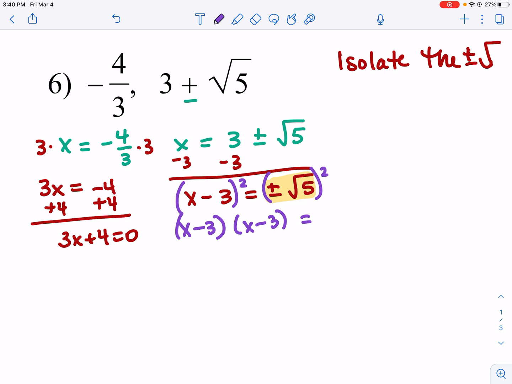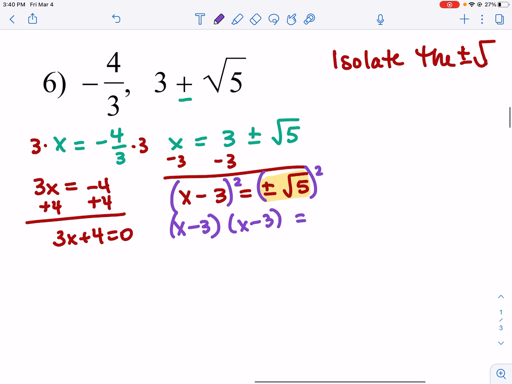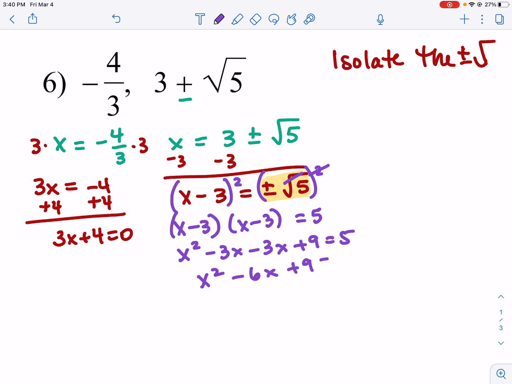And the positives, it doesn't matter if they partner up. So really, I'm just squaring radical 5, and the square and the radical would wipe out, so I'd be left with 5. So if I multiply this out, I would get x squared minus 3x minus 3x plus 9 equals 5, which is x squared minus 6x plus 9 equals 5. And then I'd subtract the 5 over. So x squared minus 6x plus 4 equals 0.